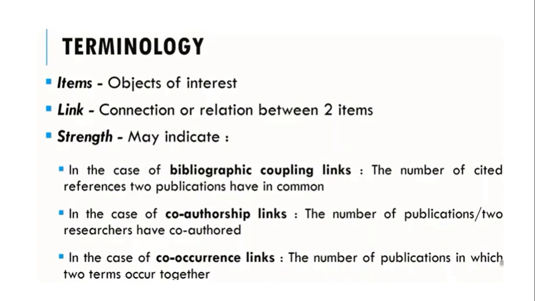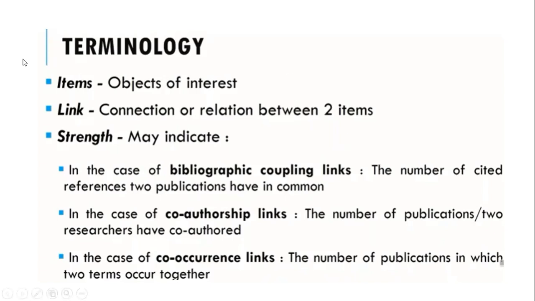The strength of the link may have various meanings depending on the type of the map. So if we are doing the co-authorship analysis, the number of publications two researchers have co-authored will determine the strength of the link in that map. For example, if we do co-occurrence analysis, the number of publications in which two terms occur together will determine the strength of the link between two terms.